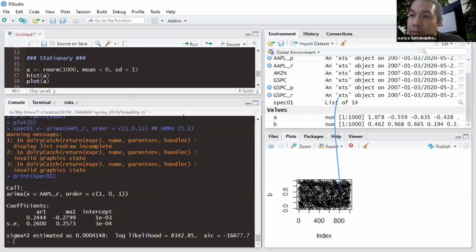Not sure why there's a blue lines right there.